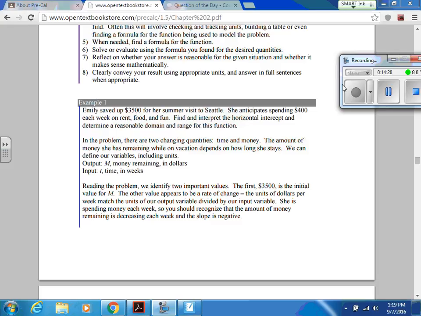Which one's the domain? Which one's the range? Is time the domain? Is money the domain? What's the domain? What's the range? Time is the domain. Yeah, time is the input. Money is the output, right? So the time spent is going to determine how much money is spent, right? Where's she going again? Seattle.